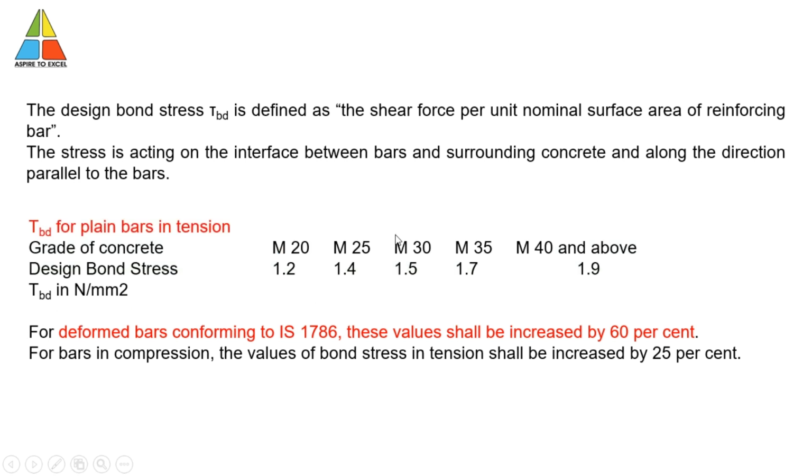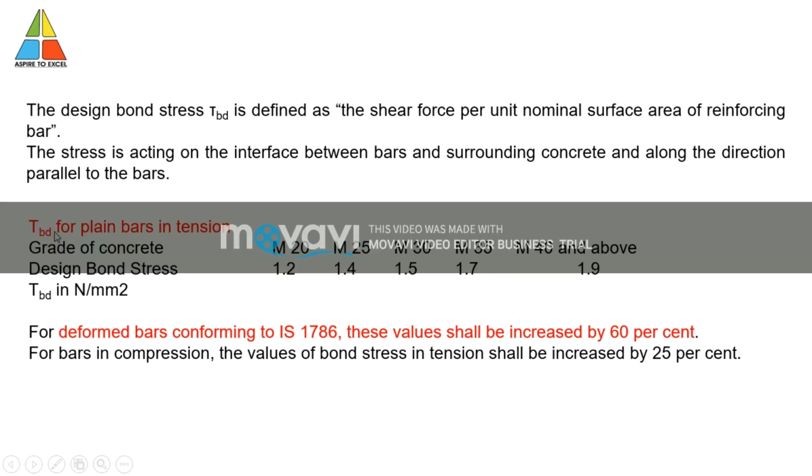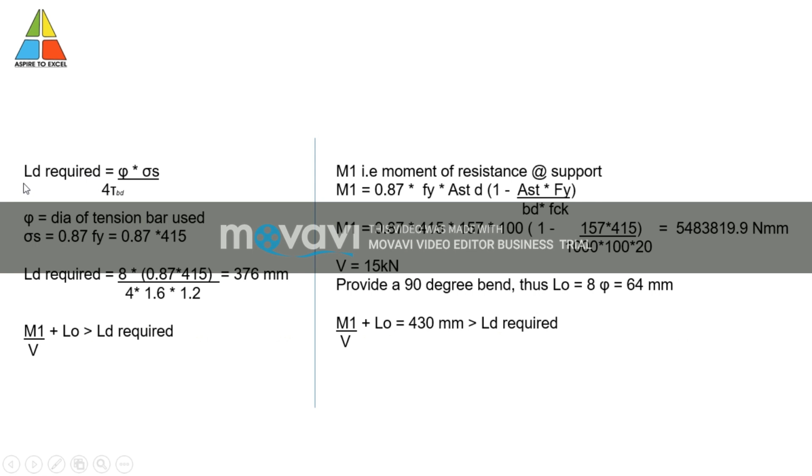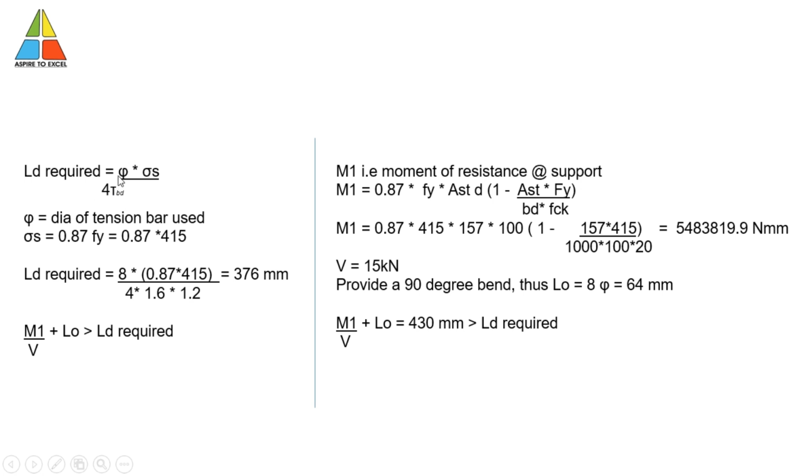So 60% of this value can be increased. So simply multiplying 1.6 times 1.2 will give the tau BD value for an HYSD bar in tension. And for bars in compression, this value can be increased by 25% by multiplying by 1.25. Here in our case we don't have to multiply by 1.25 since it is tension steel. So this value is LD required. This formula is given in the code: phi sigma s divided by 4 tau BD. So what is phi? It is the diameter of the bar used, and we are using an 8 mm diameter bar.